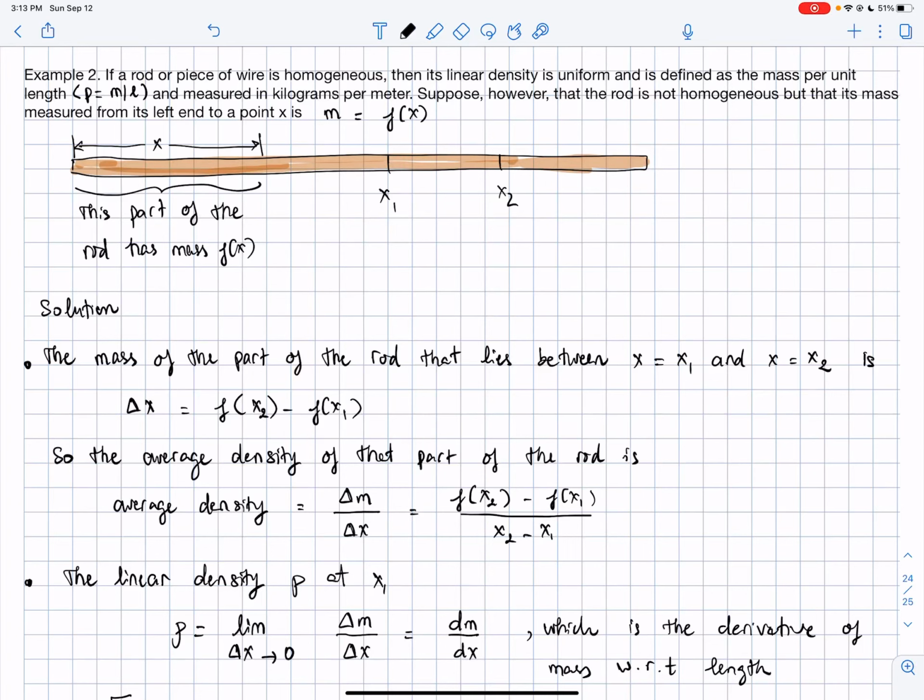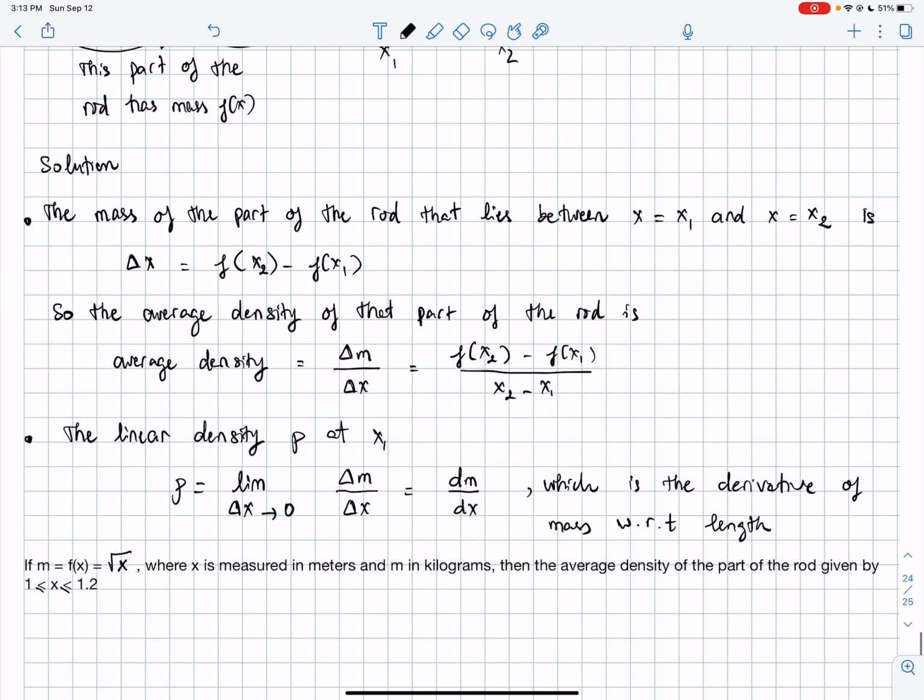Example number 2. If a rod or piece of wire is homogeneous, then its linear density is uniform and is defined as mass per unit length, rho equals mass over length, and measured in kilograms per meter. Suppose, however, that the rod is not homogeneous, but that its mass measured from its left end to a point x is m, a function f of x.